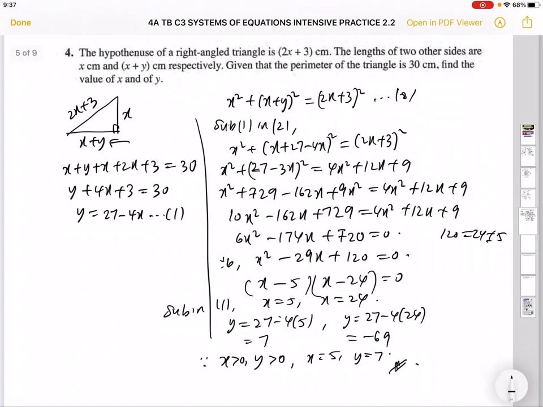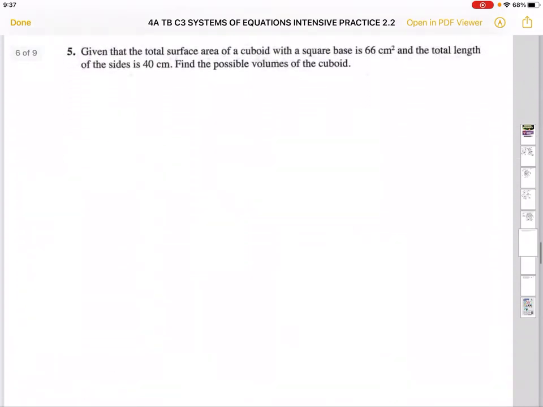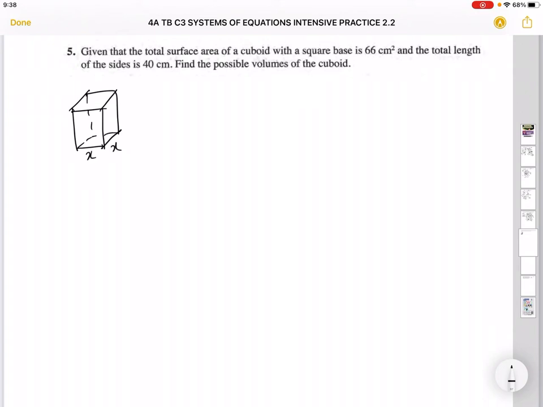All right, question number 5. So here we are given a cuboid, yeah, with a square base. So I'm going to draw a square base like this. Okay, the total surface here is 66. Total length of the side is 40. So if you have a square base, we can call it x, x, right? This is also x. The height, let's call it y.